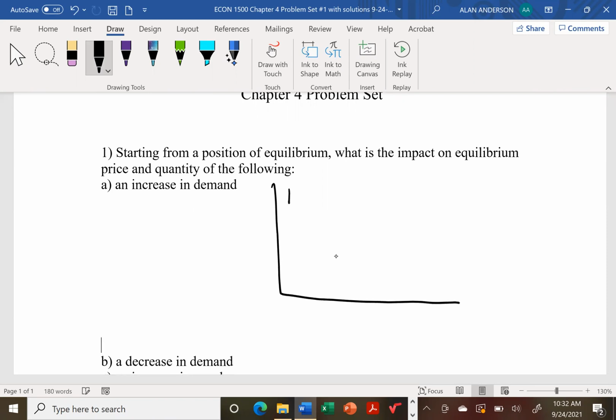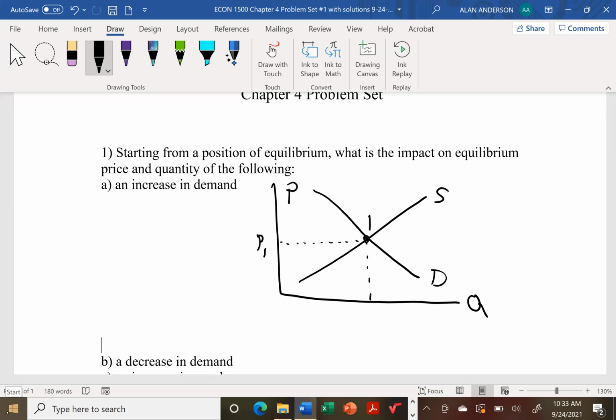So remember, the price is on the vertical axis. The quantity is on the horizontal axis. We have our upward sloping supply curve, and downward sloping demand curve. Where they cross is the point of equilibrium. And we're going to change the demand curve. So let's call this point 1. We could call this P1 and Q1. Hold on a second. All right, so those are the initial equilibrium values.